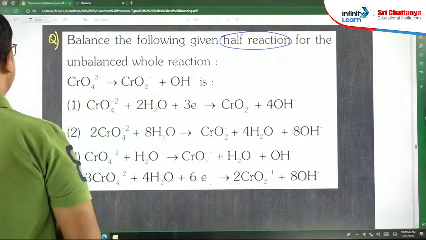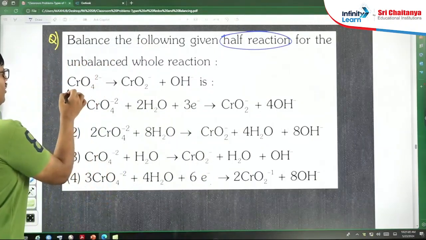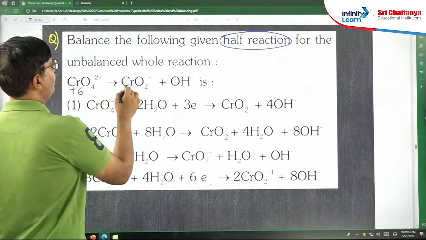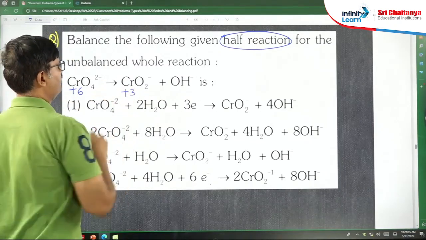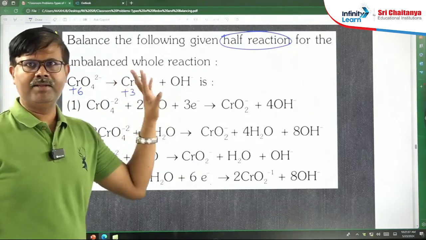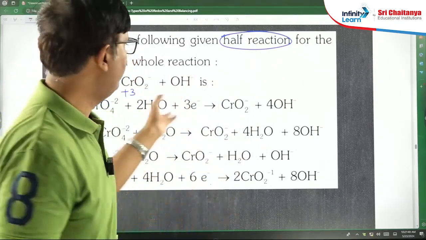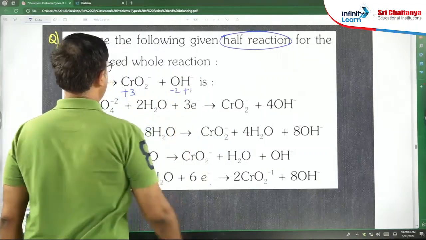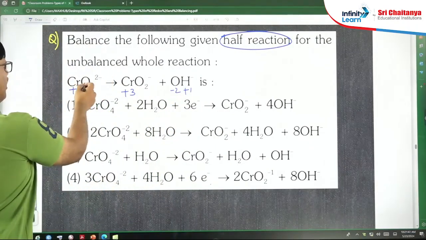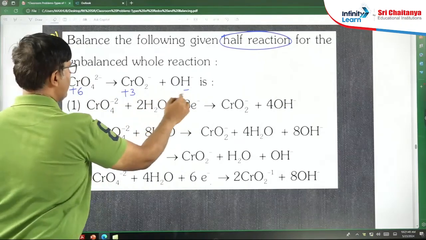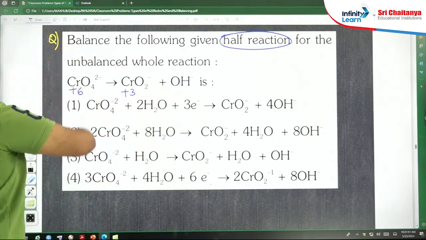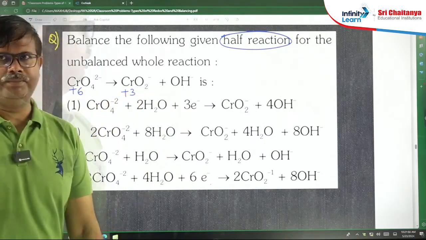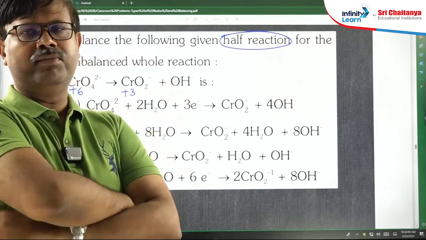Now let's see, here the chromium oxidation state you will find is +6, and here you will find +3. You know how to find it by taking the X value, and I already showed you. Oxygen is minus 2, hydrogen is plus 1, and here also oxygen is minus 2 only. Oxygen and hydrogen usually don't change, so focus on the other element. Chromium is going from plus 6 to plus 3. So how do we balance this one?